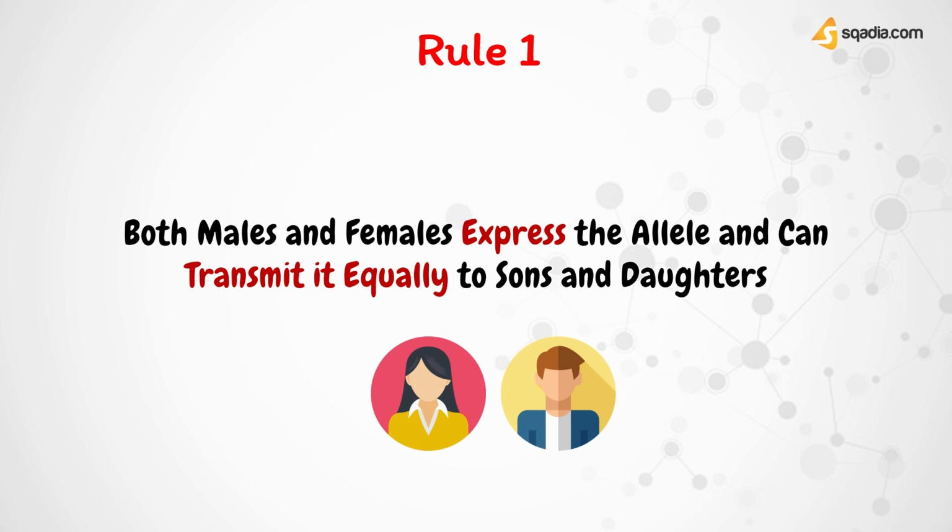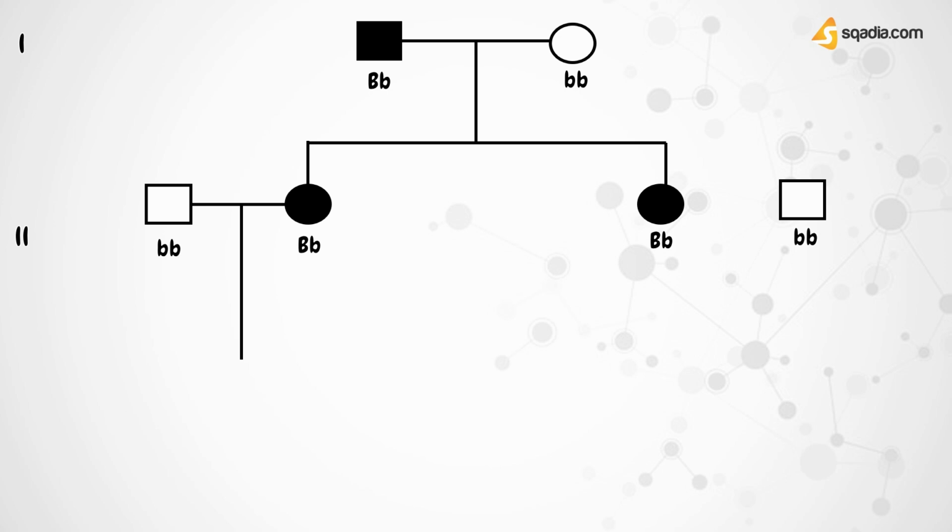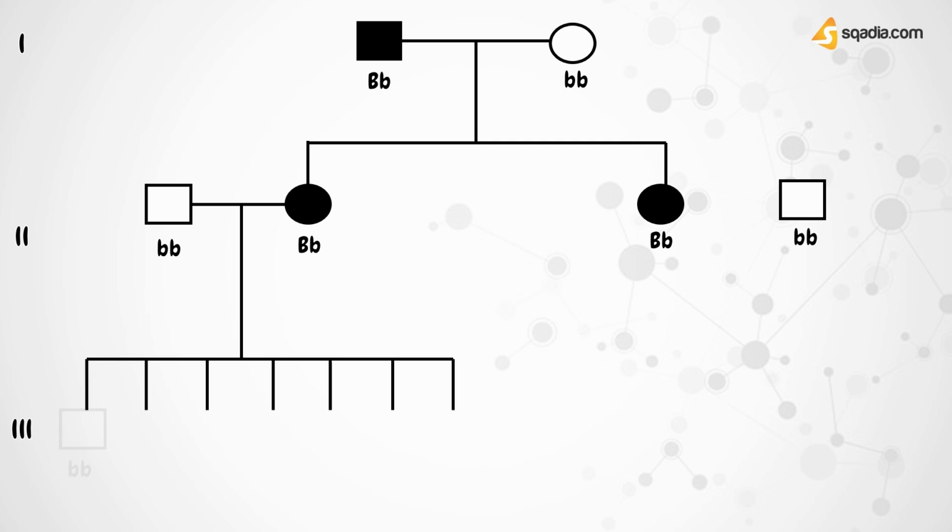Let's understand this rule through pedigree. Male who is heterozygote and is diseased, and female who is normal homozygote. Let's discuss the next generation. Normal homozygote male, diseased heterozygote female, diseased heterozygote female, and normal homozygote male. If normal homozygote male paired with diseased heterozygote female, let's discuss the next generation.